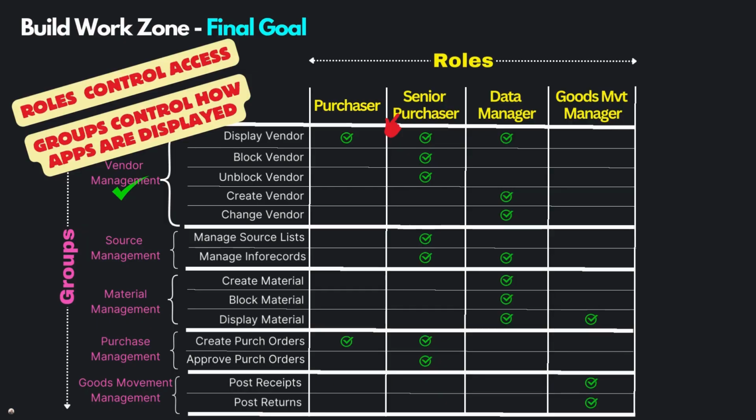But I won't see the apps create vendor and change vendor because they are not assigned to the particular role, although they are in the same group. Okay. So this is the final setup that I want in my business site. I want to have these particular roles and I want to have the apps clubbed together in these particular groups.